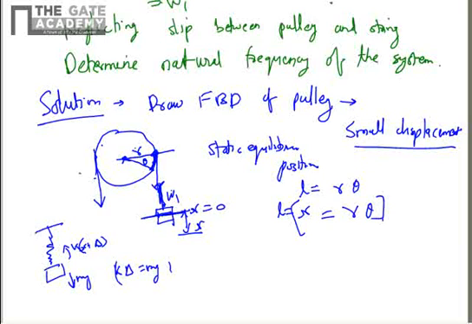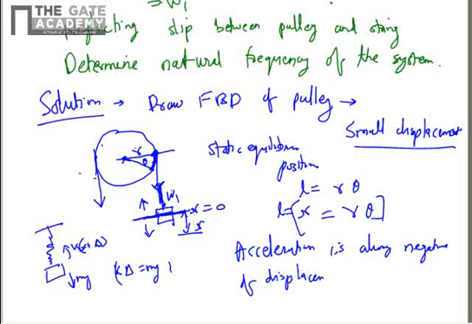So if the displacement from the static equilibrium position, that is x is equal to 0, is downwards, then the acceleration will act opposite to the downward direction, because acceleration is always negative of displacement in a vibrating system, because the acceleration will always try to bring the object back to its equilibrium position.